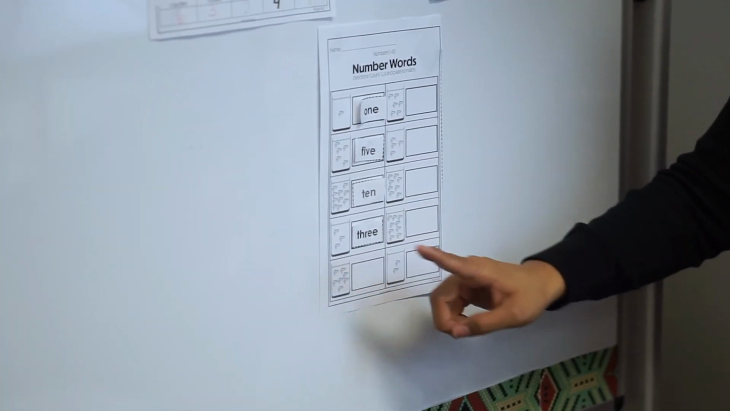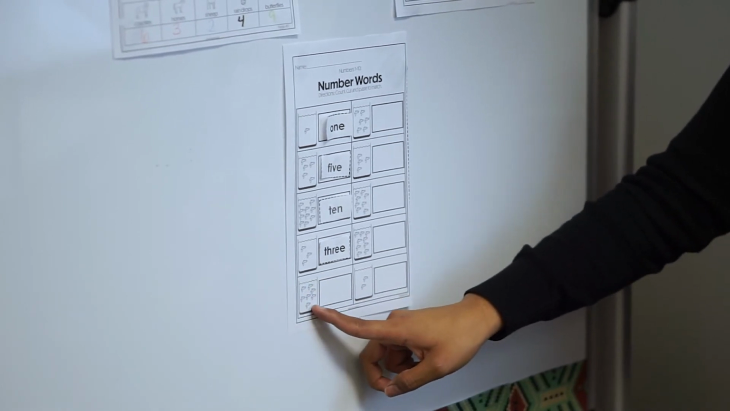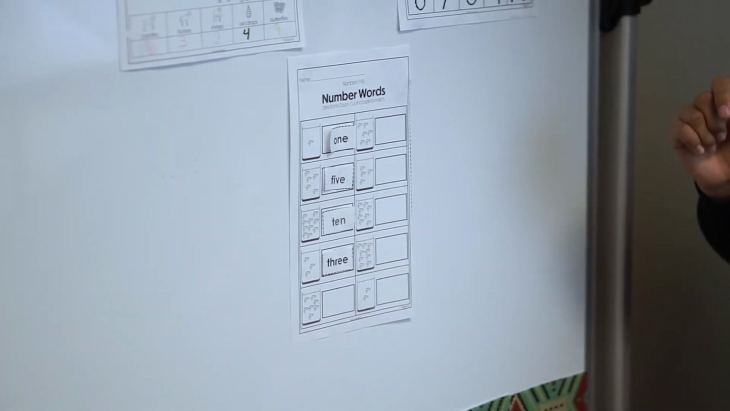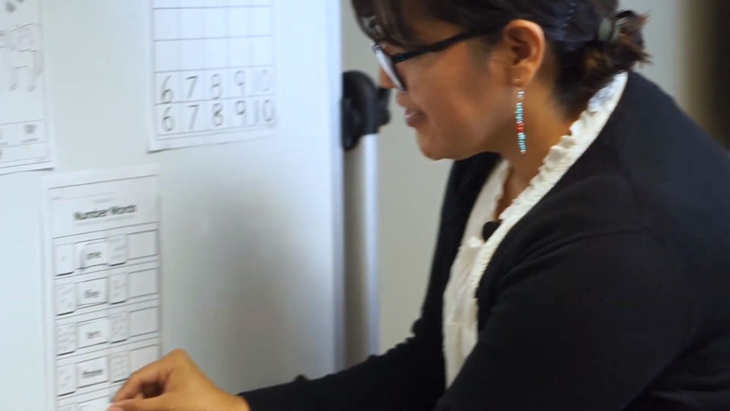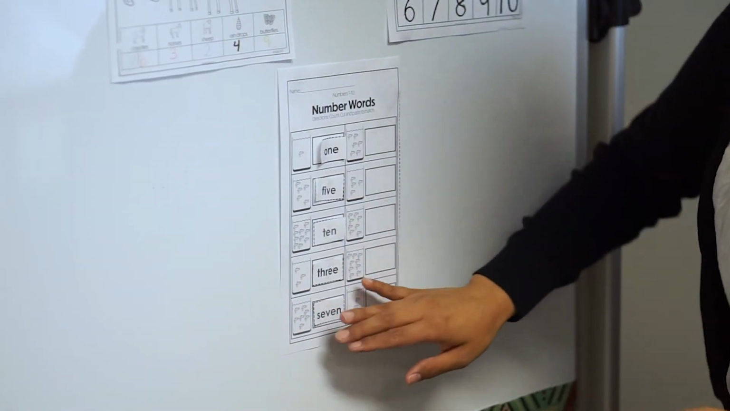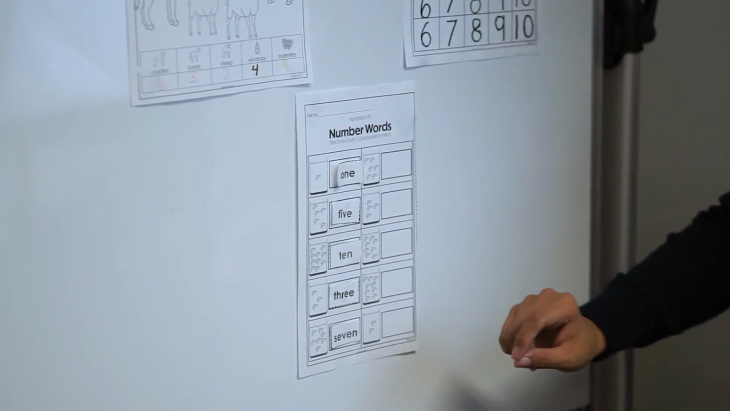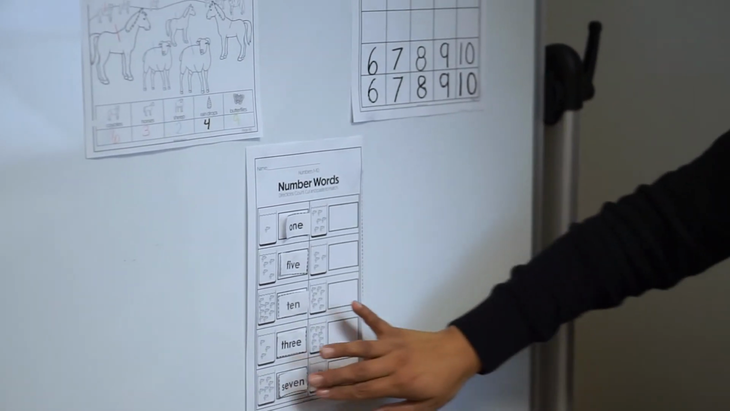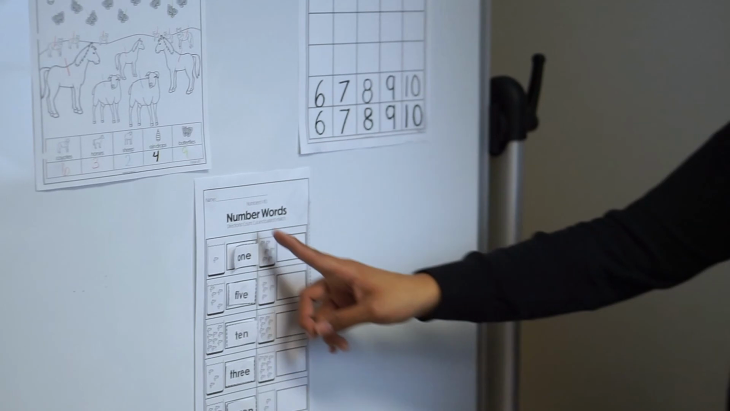Okay, let's go to this one. Let's count the fish. There are 1, 2, 3, 4, 5, 6, 7. There are 7 fish. So let's look for the card that says 7. This is this one, and it's S-E-V-E-N. Spells 7. We're gonna get our glue, put some in the back of that one, and then we're going to paste that right there. 7. S-E-V-E-N. Spells 7.